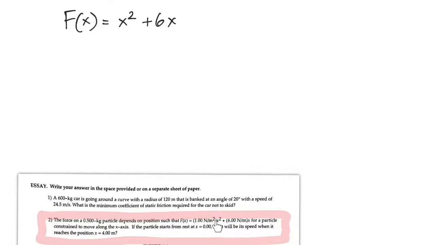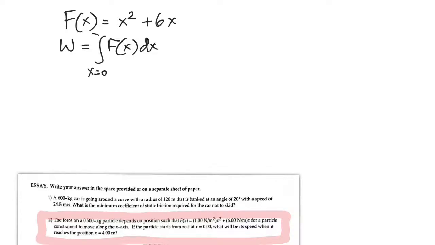In this question, the force on a 0.5 kilogram particle is given as a function of x. So f of x is x squared plus 6x. And it moves from x is equal to 0 to 4. We're asked to find the speed.